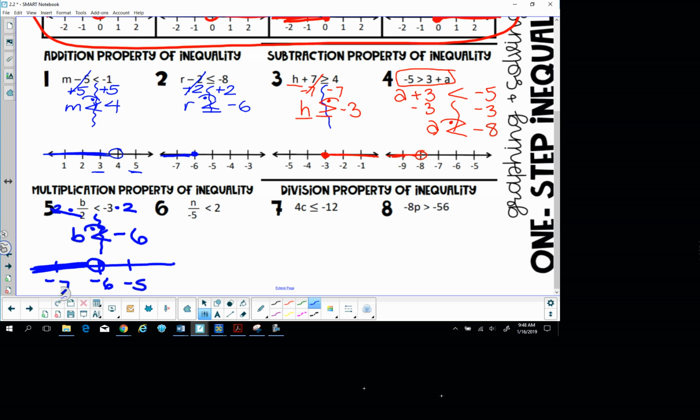Beautiful. See if you could try the next one on your own. But notice there's a negative Nancy, so what's going to happen with your inequality sign? It's going to flip directions. So try the next one on your own, see if you can figure it out. And then we'll go over it.